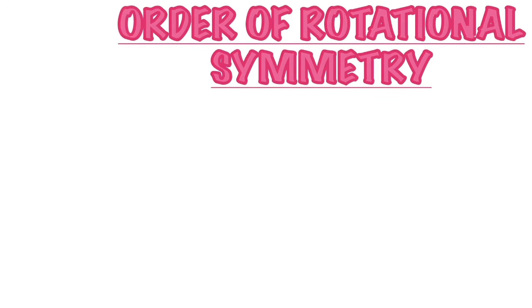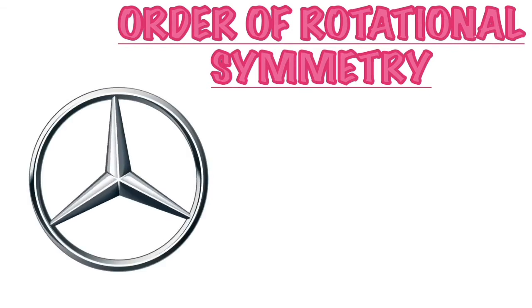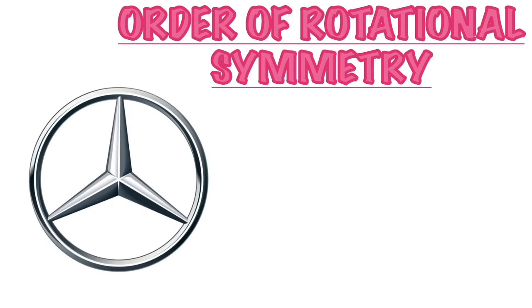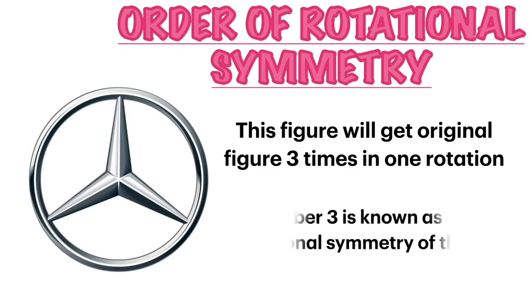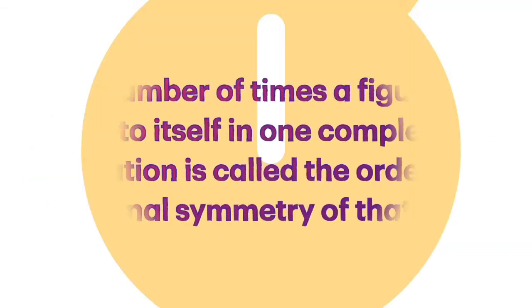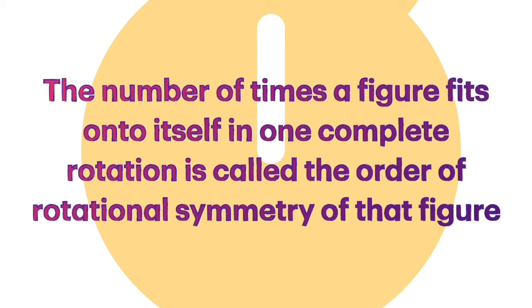Now let's understand another term associated with this type of symmetry, and that term is order of rotational symmetry. We have the Mercedes logo here. Rotate this figure now. How many times does this figure get the original shape in one complete round? 3 times, isn't it? This number 3 here is known as the order of rotational symmetry of this logo. So we can say that the number of times a figure fits onto itself in one complete rotation is called the order of rotational symmetry of that figure.